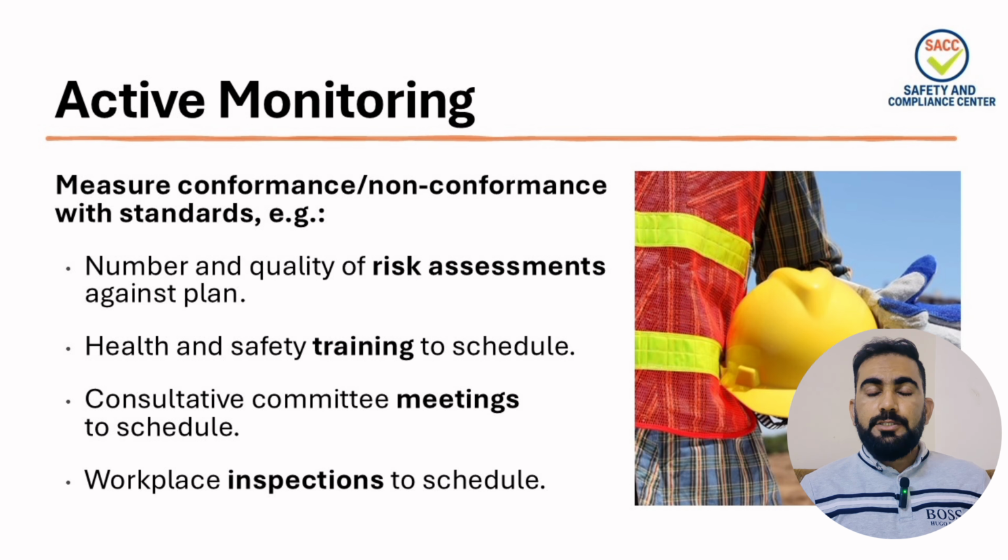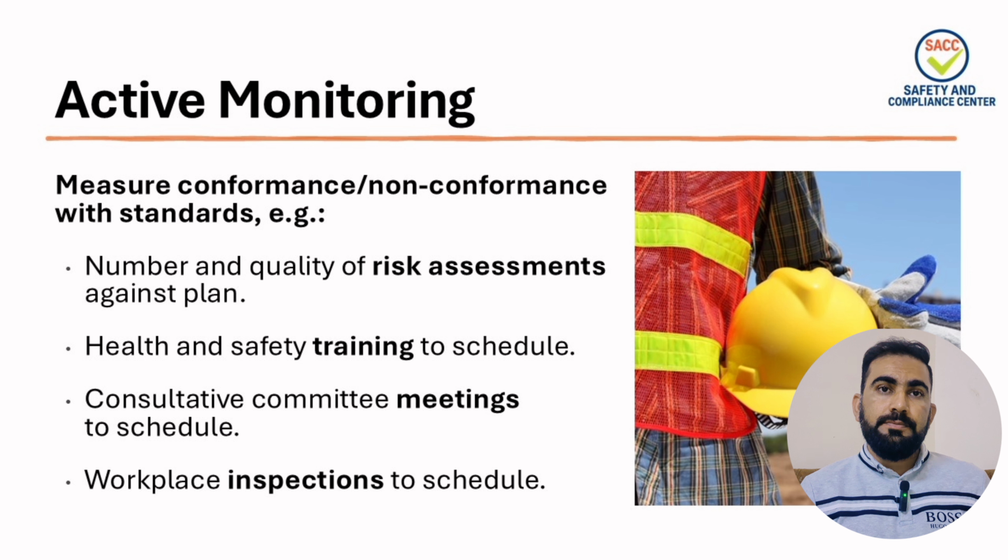Discussing active monitoring in detail, it is checking if the health and safety rules and standards are being followed before anything goes wrong, and that the health and safety precautions are implemented at the workplace. It measures whether things are being done as planned. For example, checking the number and quality of the risk assessments, making sure the health and safety training is done on time, ensuring the committee meetings are held on schedule, and confirming that the workplace inspections are carried out routinely.